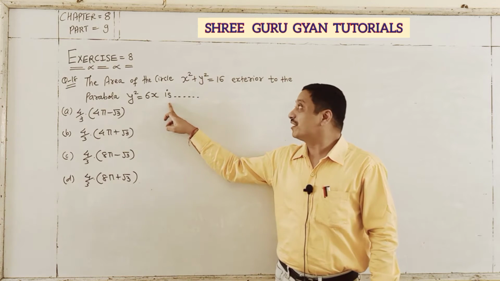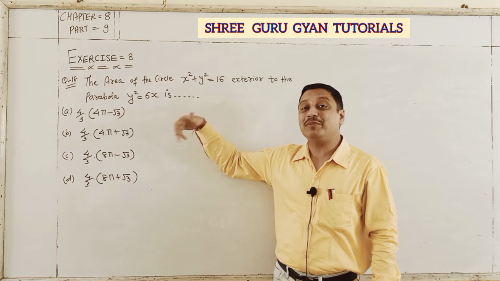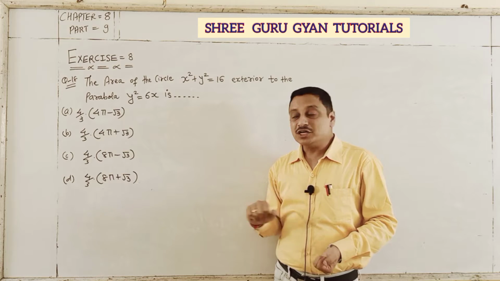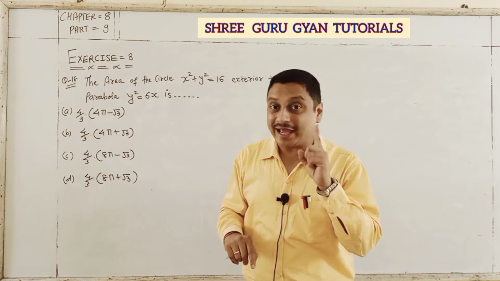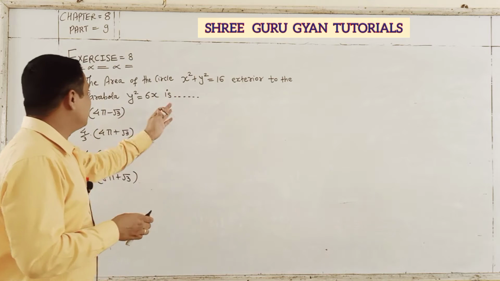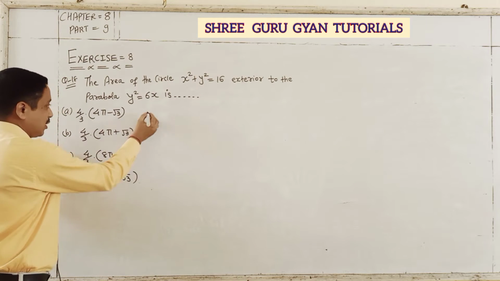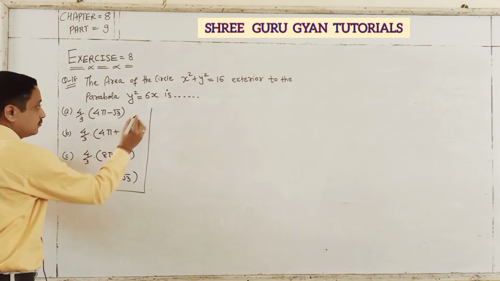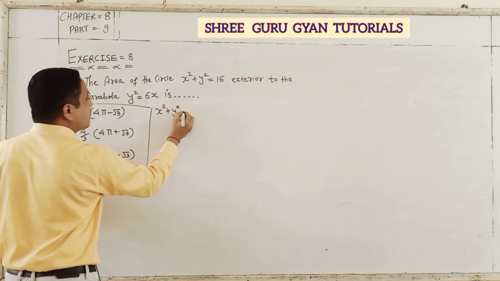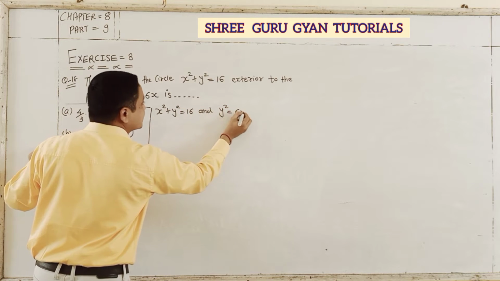Find the area of the circle, exterior part of the region bounded by the parabola y square is equal to 6x, and options are there. So it is an MCQ type question, but actually it is a 4 marks question. So first of all I must find the common region. So my common region is x square plus y square is 16 and y square is equal to 6x.